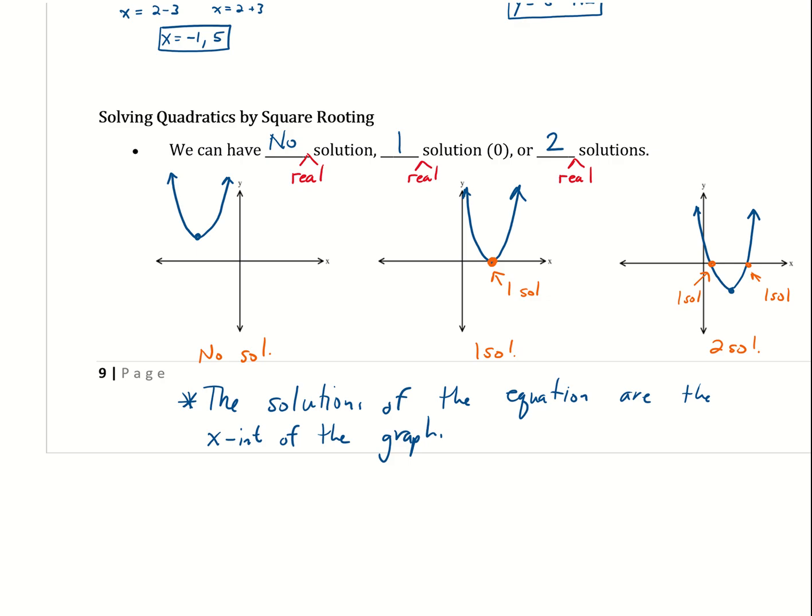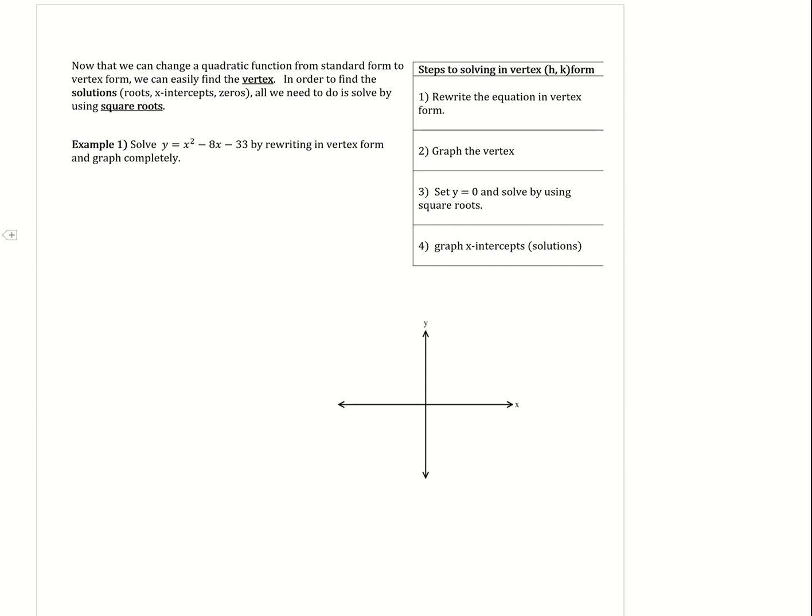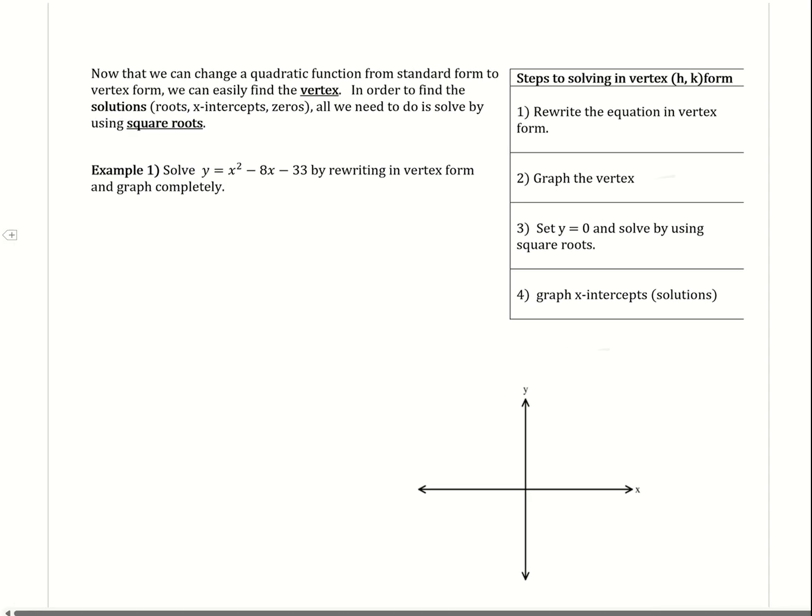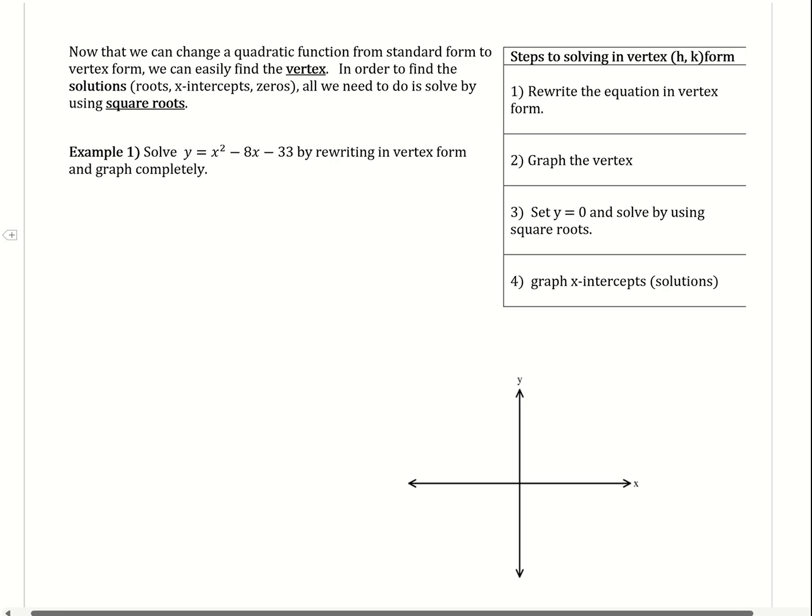All right. So a lot of that is tying into prior knowledge to what we did. So now let's get into the type of problems we've been working in chapter 4, which are quadratics. So, the notes say here, now that we can change a quadratic function from standard form to vertex form, we can easily find the vertex. In order to find the solutions, which actually has 4 words that mean the same thing, so solutions, roots, x-intercepts, and zeros, all we need to do is solve by using square roots.